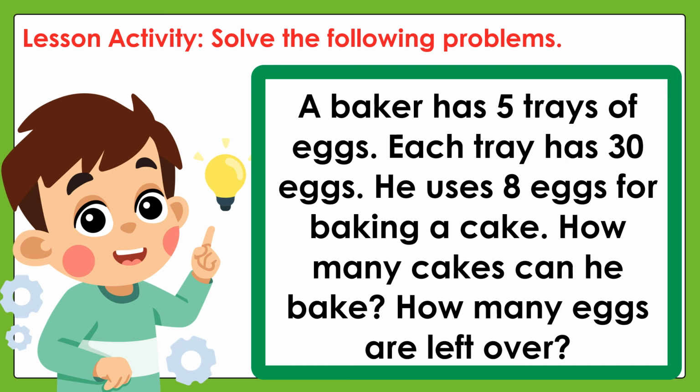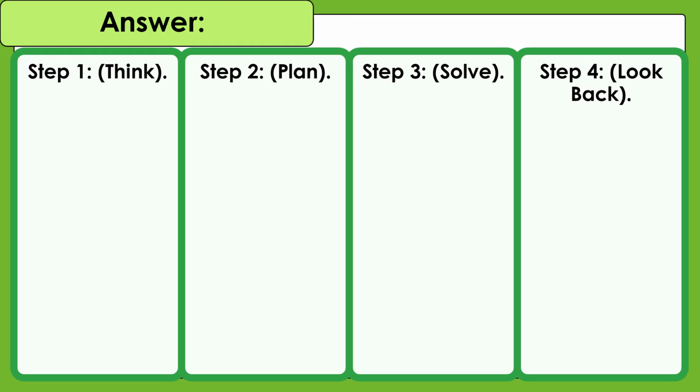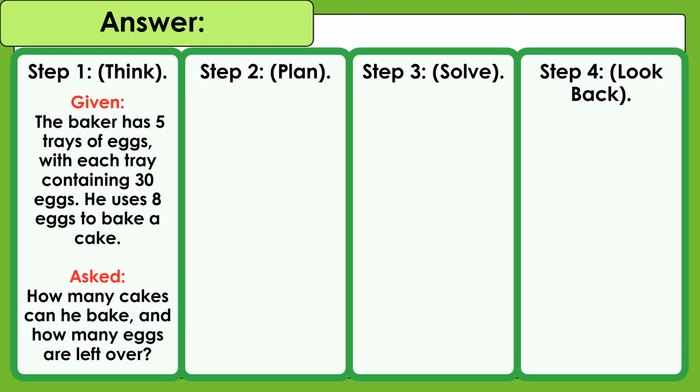Next, a baker has 5 trays of eggs. Each tray has 30 eggs. He uses 8 eggs for baking a cake. How many cakes can he bake? How many eggs are left over? Let us answer. Step 1. Think. Given, the baker has 5 trays of eggs, with each tray containing 30 eggs. He uses 8 eggs to bake a cake. Ask, how many cakes can he bake and how many eggs are left over?